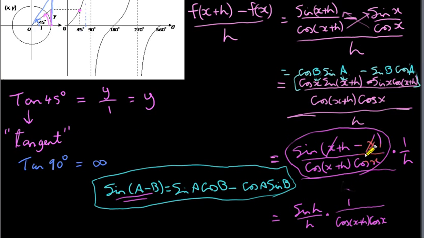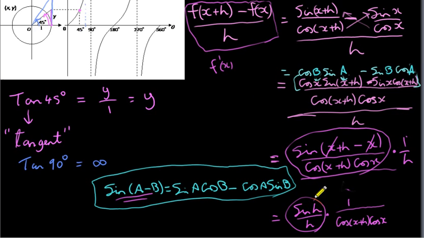Okay, so I've also factorized this out a bit. I've written sine h over h, which is here, and then we have 1 over the cos of x plus h times cos of x, which is this thing here. The reason I've done it like this is because I'm going to exploit an identity that was covered in previous videos. As h tends to 0, we have to get the limit as h tends to 0 of Newton's quotient, to get the derivative f prime of x.